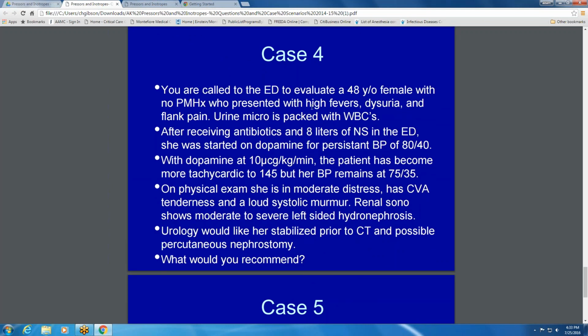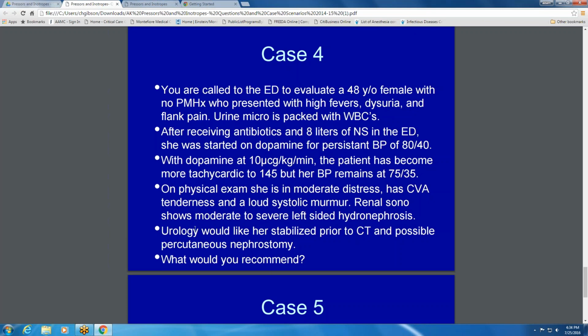Case 4, called to the ED, 48-year-old female, high fevers, dysuria, and flank pain. Urine microscopy is packed with white cells. After getting antibiotics and 8 liters of saline in the ED, she was started on dopamine for a persistent blood pressure of 80/40. With dopamine at 10 mics per kilo per minute, she's become more tachycardic to 145, but her blood pressure is actually a little lower. She's in moderate distress. She has CVA tenderness and a loud systolic murmur. Her renal sono shows moderate to severe left-sided hydronephrosis.